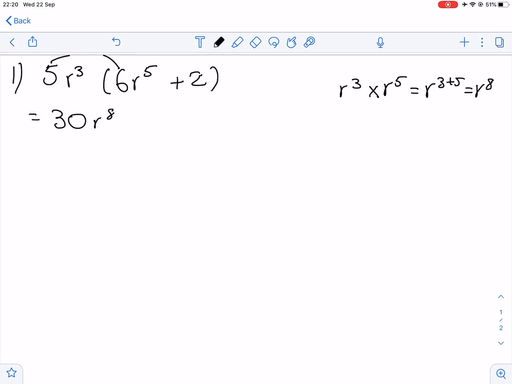And then you do multiplication again. So 5 times 2 is plus 10r cubed.